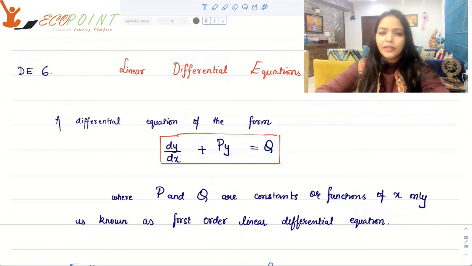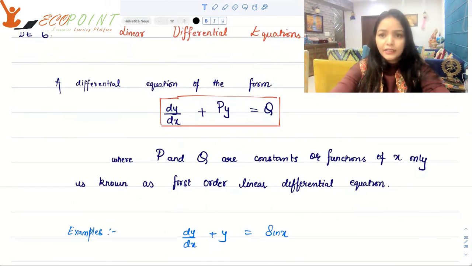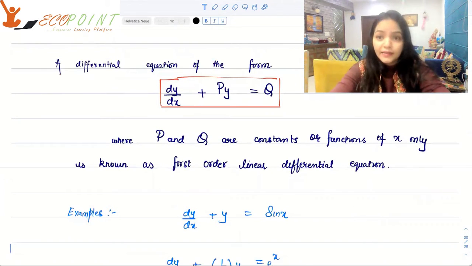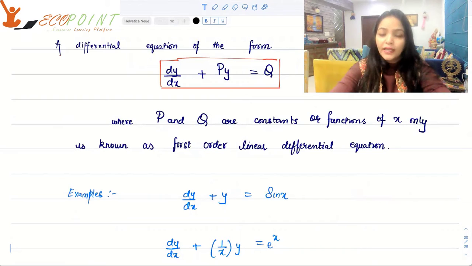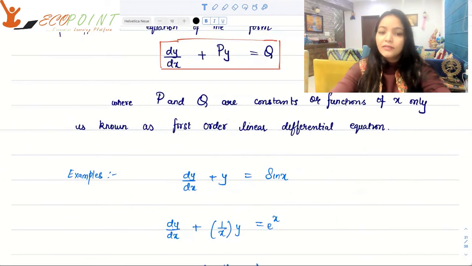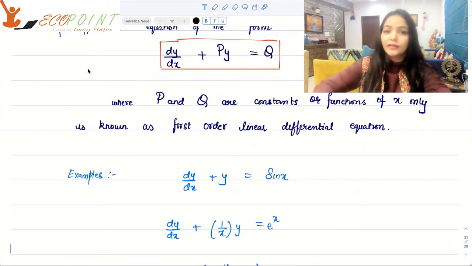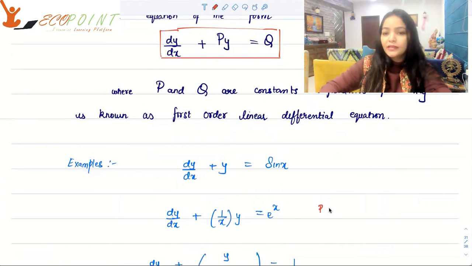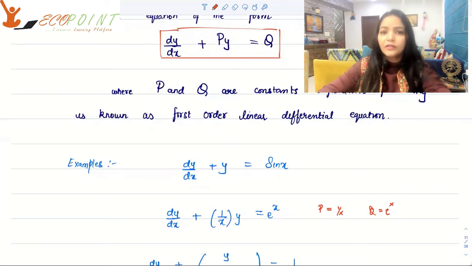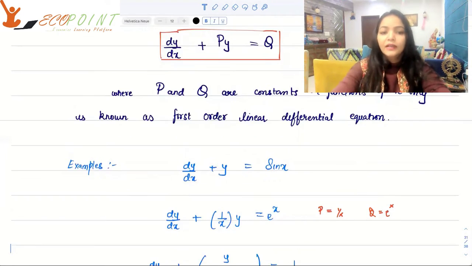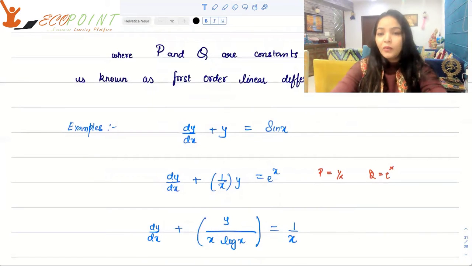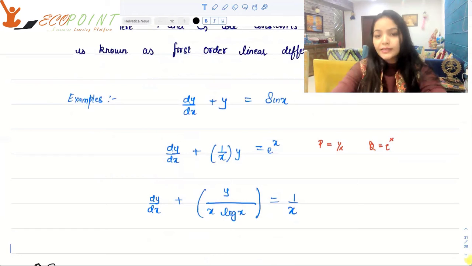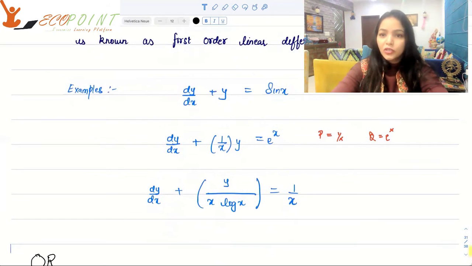For example, you can have different kinds of linear differential equations. dy by dx plus y equals sine x, so your p is 1 and q is sine x. dy by dx plus 1 by x y equals e to the power x. So here also, your p is 1 by x and your q is e to the power x. So this time they are functions of x. dy by dx plus y upon x log x equals 1 by x. These are all examples of a linear differential equation.